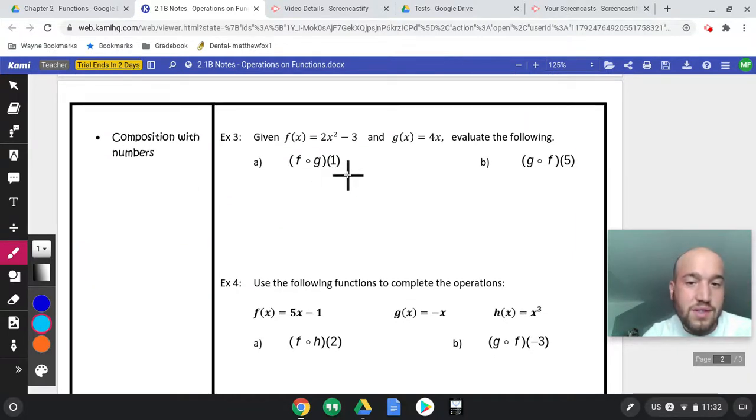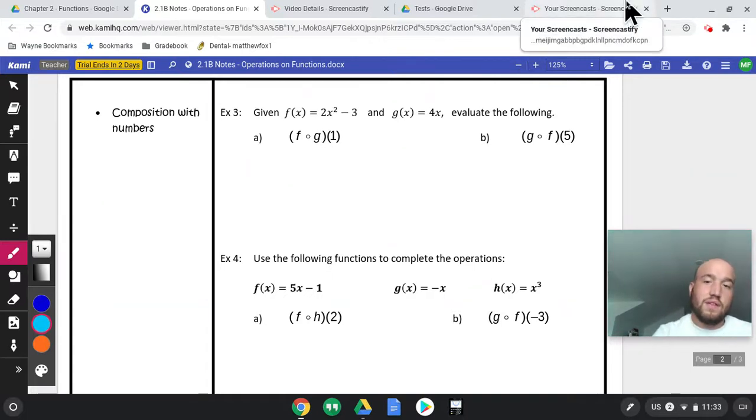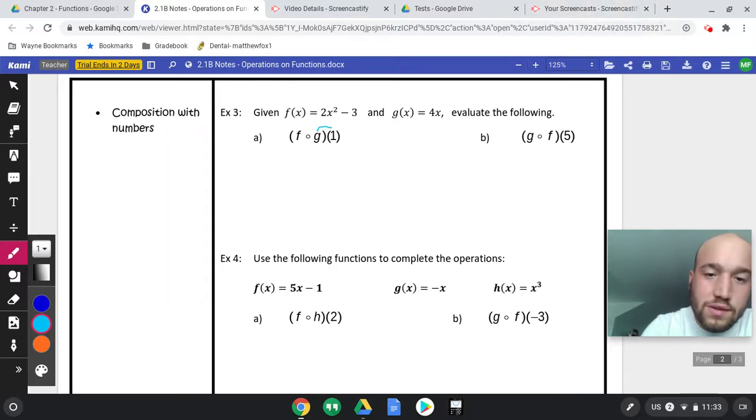So sometimes we're going to have compositions when there's also a number. Okay, so if we have a composition with a number, what that means is the same thing we did before, except then we're also going to plug that 1 in the g of x. Okay, so if I were you, I'd start, let's just plug in that 1 into the g of x. So we're starting with g of x, 4 times 1. In our case, 4 times 1 gives us 4.